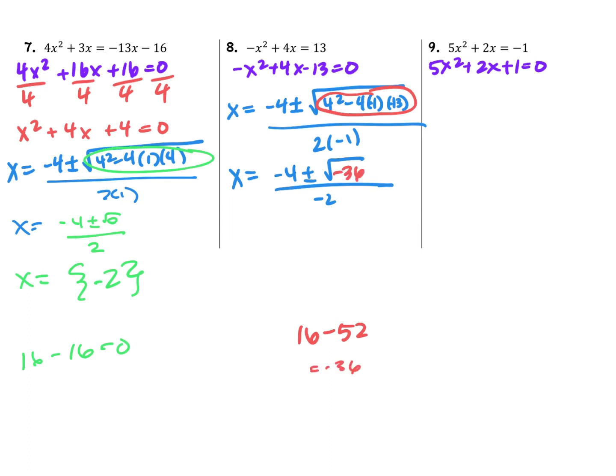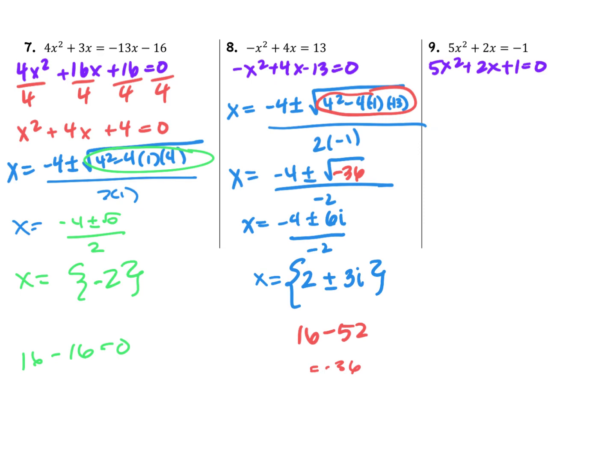And we know how to take the square root of -36. The square root of -36 is plus or minus 6i, divided by -2. And then we can simplify this. If I divide -4 by -2, I get +2. If I divide 6 by -2, I get -3, and I have this plus or minus, so that's covering both the positive and negative version. So here's my final answer.